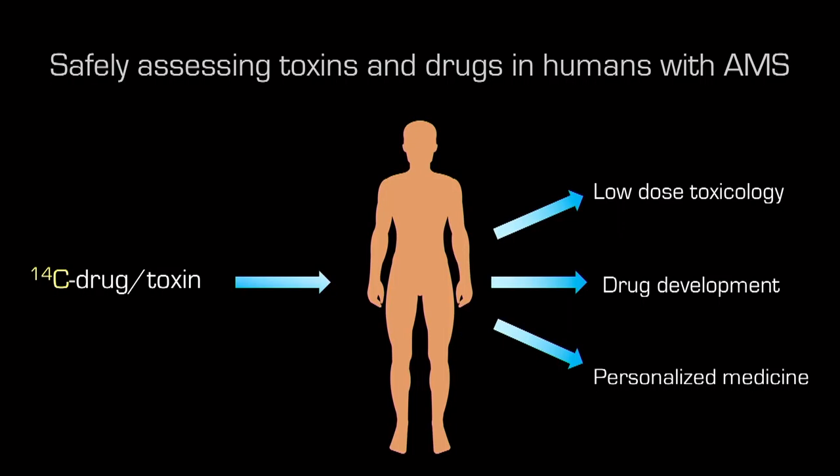So now that I've told you what AMS is and how it works, how do we use it for biology? What do we do? Well, we can safely assess toxins or drugs in humans using AMS, because we can use these very low levels of chemicals and radioactivity. We can expose humans to these chemicals at non-toxic, extremely low doses that are relevant to what someone might get exposed to in the real world and assess the risks that might be involved. So we call that low-dose toxicity.